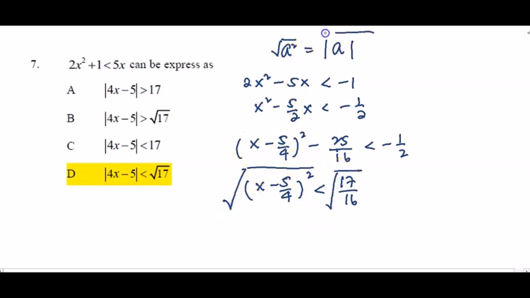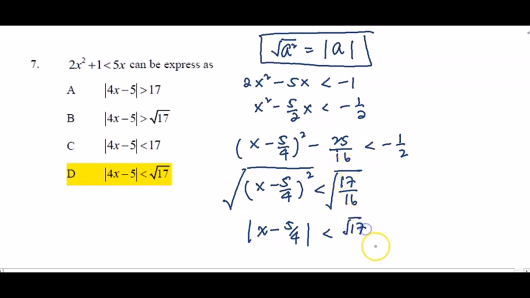So according to what I have reminded you just now, the square root of a square can be written as an absolute value. Okay, so the square root of (x - 5/4)² can be written as the modulus of x - 5/4 less than. All right, the square root of 17 cannot be simplified, it will remain as root 17, and the square root of 16 will be 4.